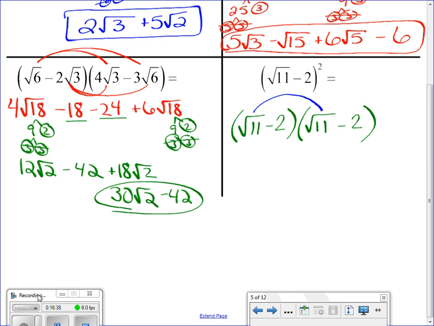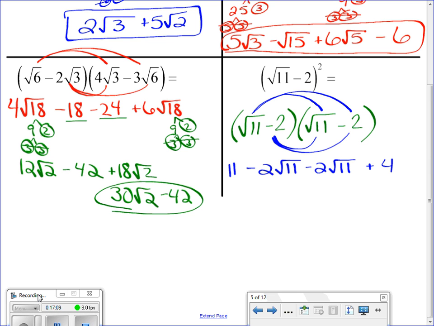Radical 11 times radical 11 is 11. Radical 121 is not wrong. It's just not simplified. All right. Radical 11 times negative 2. Negative 2 radical 11. Negative 2 times radical 11. And then negative 2 times negative 2, positive 4.